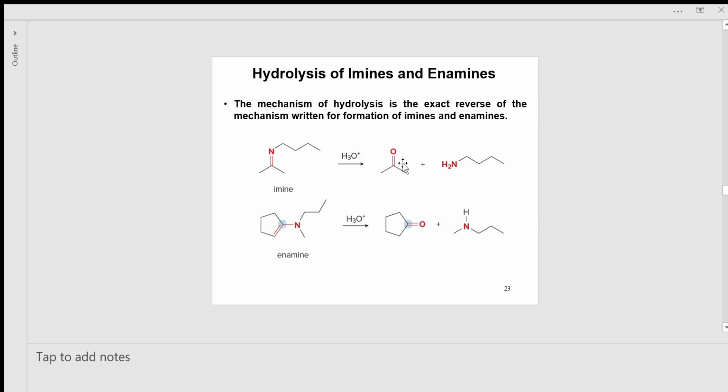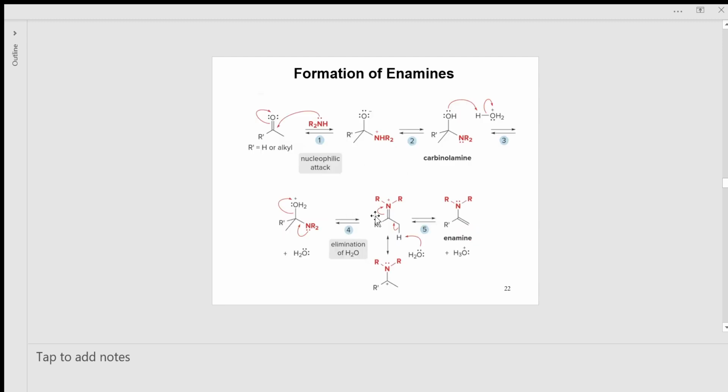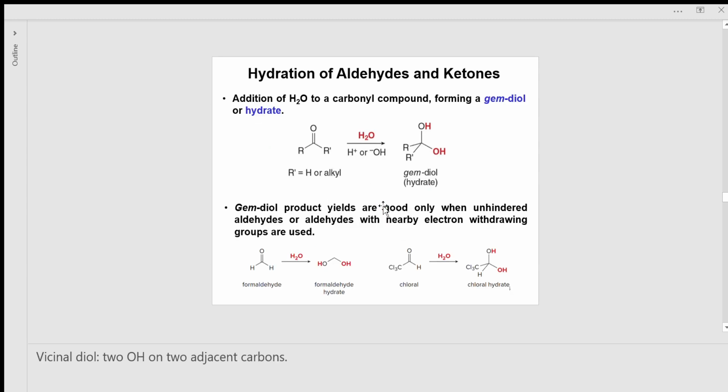All right, the hydrolysis of imines and enamines, because I just said each step is reversible. If we have an imine or enamine with a little bit of acid catalyst, we are going to form a ketone or aldehyde and a primary or secondary amine. So I'm not going to discuss the details of this reaction. Basically, these reactions are reversible.